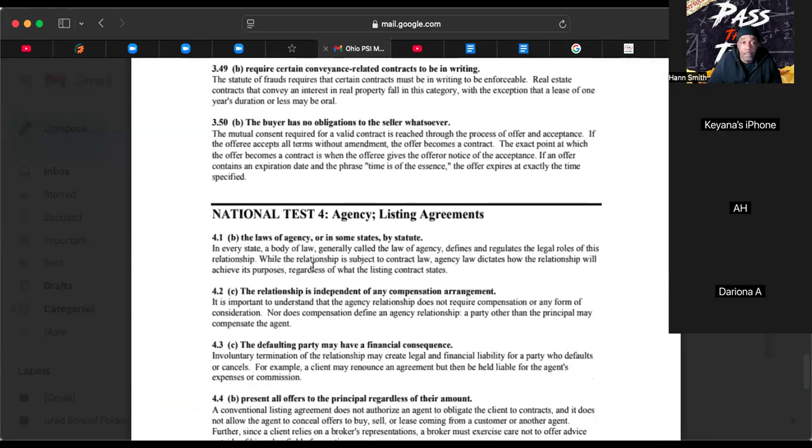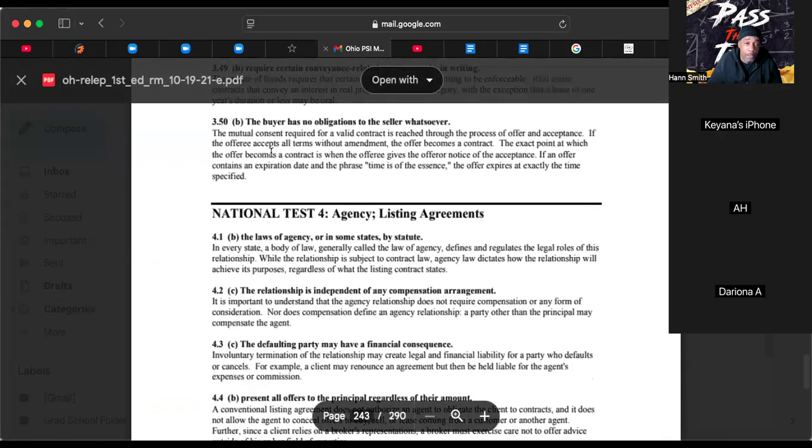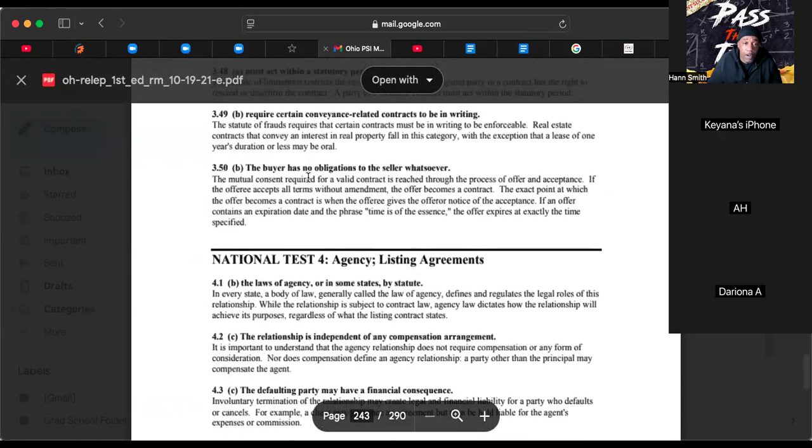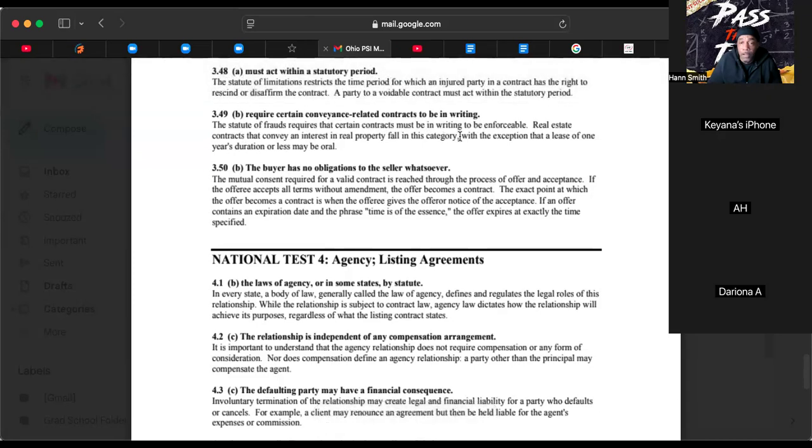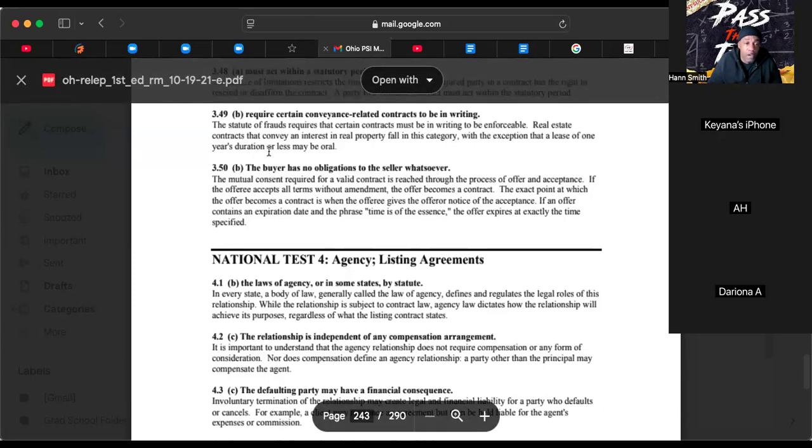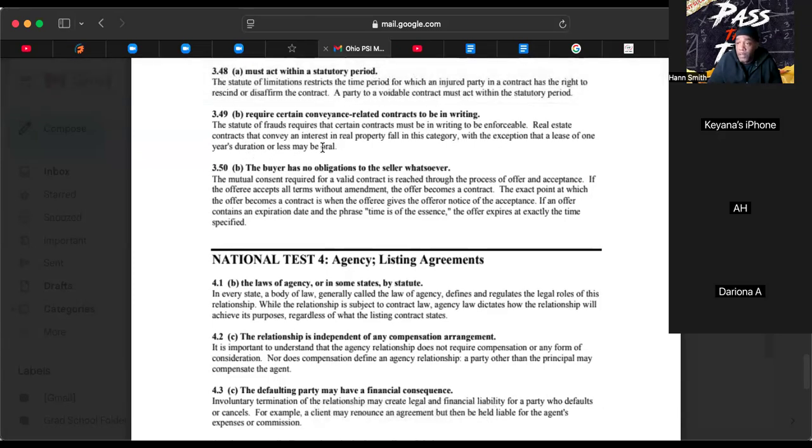All right. And this is another one. This one, we got this one wrong. This is one where I'm just like, okay, whatever. B, requires certain conveyance-related contracts be in writing. Statute of fraud requires that certain contracts must be in writing to be enforceable. Real estate contracts that convey an interest in real estate fall into this category, with the exception that a lease of 1 year's duration or less may be oral.